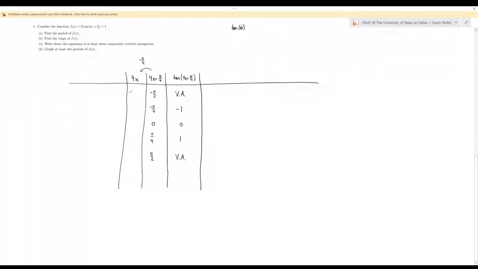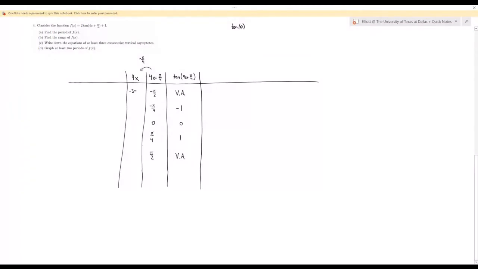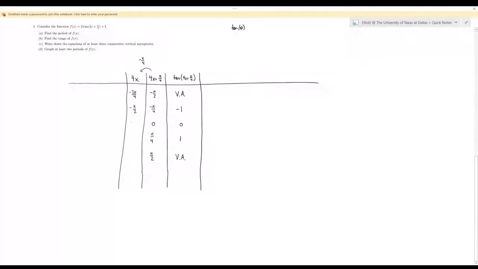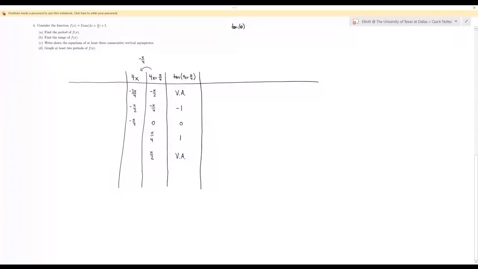I think that will give us minus 3 pi over 4 for that one. I'm going to subtract pi over 4 from everything, and that should become minus pi over 2. Subtracting pi over 4. And then here, subtract pi over 4 gives us 0. And pi over 2 minus pi over 4 gives us pi over 4, okay?